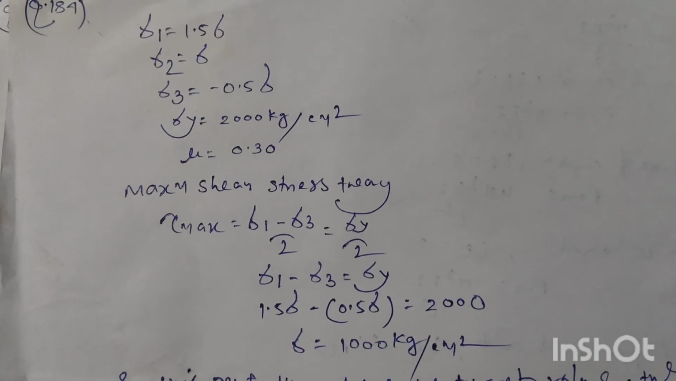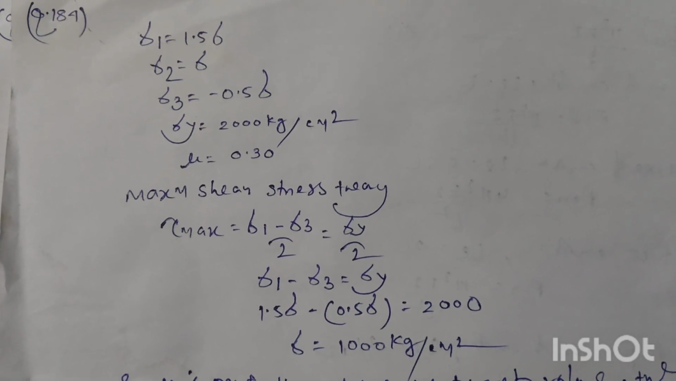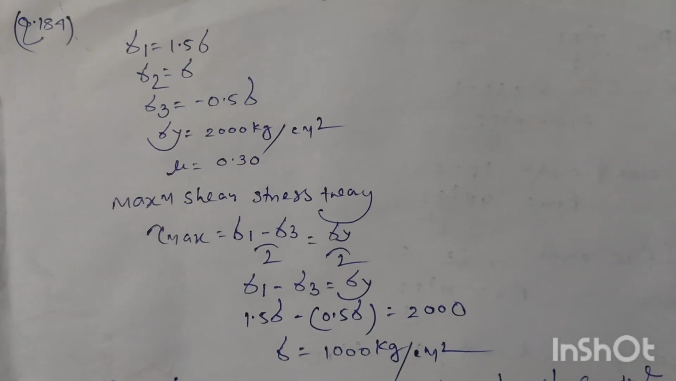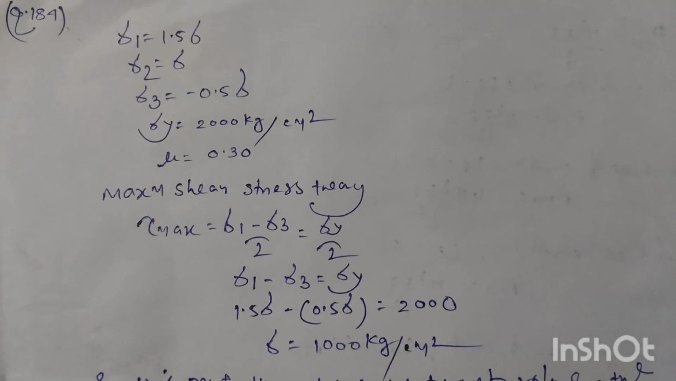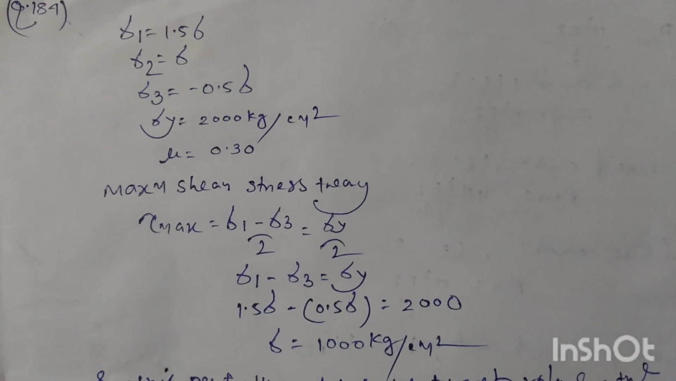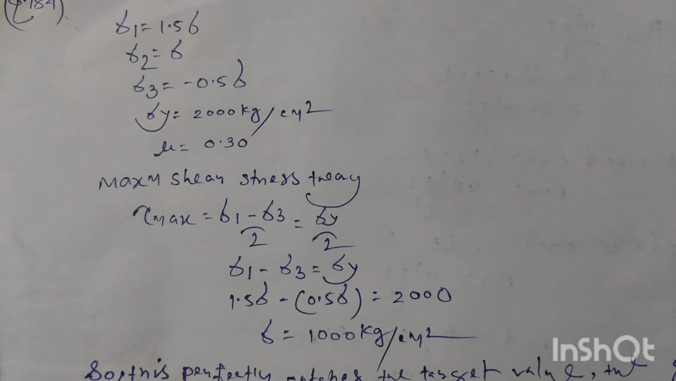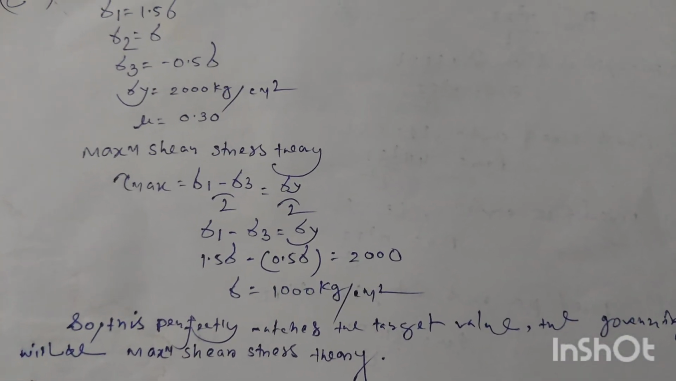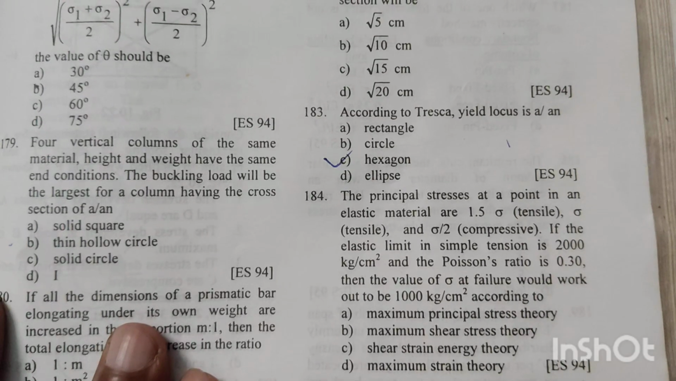As per maximum shear stress theory, tau max is equal to sigma 1 minus sigma 3 by 2, equal to sigma y by 2. We have got all the values, so putting it in the equation we get sigma is equal to 1000 kg per centimeter square. So this perfectly matches the target value. So the governing theory will be maximum shear stress theory. Option B is right answer.